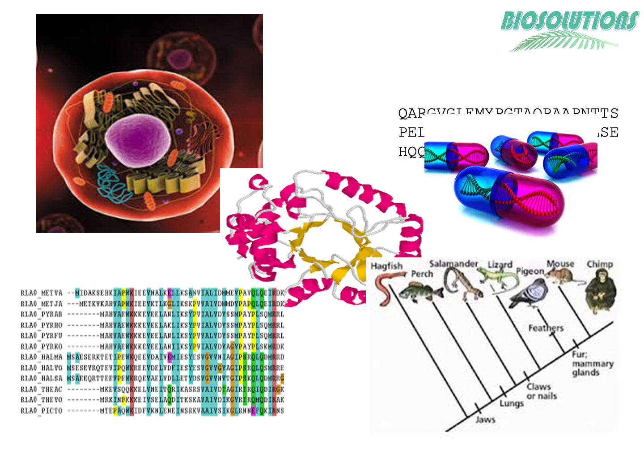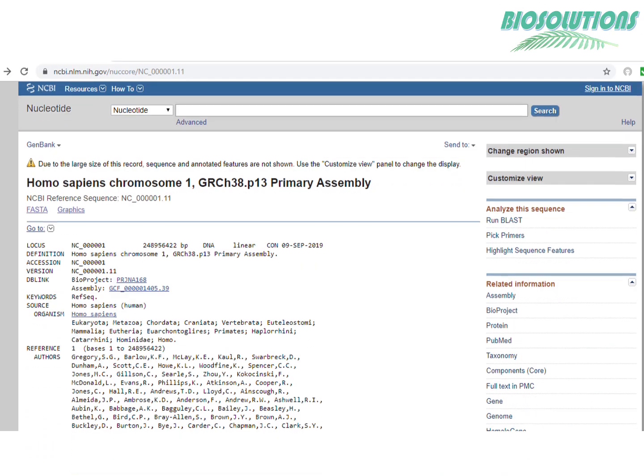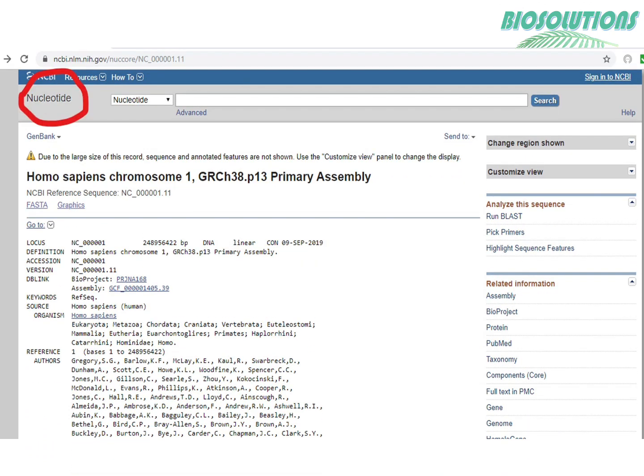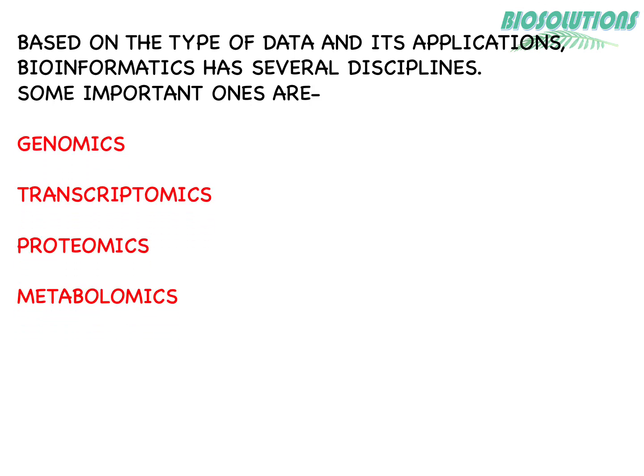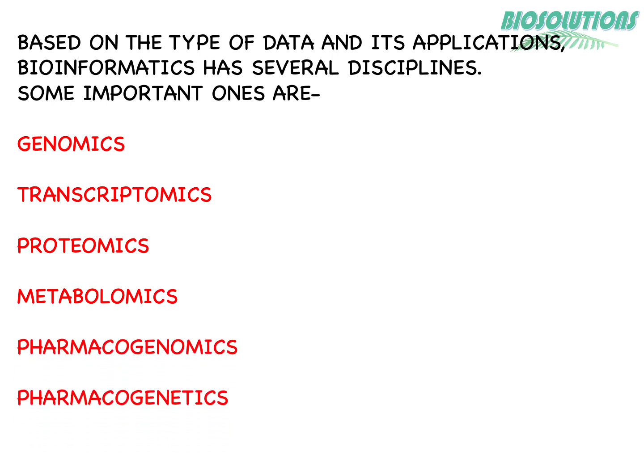Bioinformatic data is obtained from a variety of experiments like sequencing from labs all across the world and is stored in various databases like nucleotide database. Also, a variety of softwares or tools have been developed to analyze this data to give meaningful information. Based on the type of data generated and its applications, bioinformatics has been further subdivided into genomics, transcriptomics, proteomics, metabolomics, pharmacogenomics, pharmacogenetics, nutrigenomics, etc. Let's begin with genome.